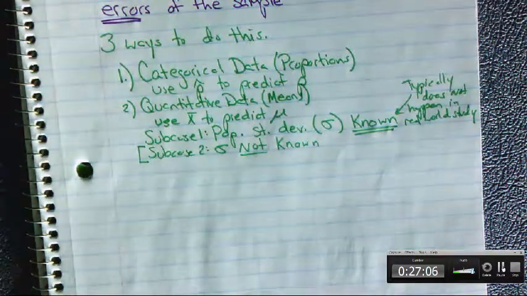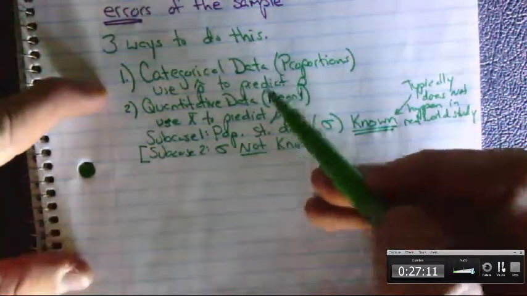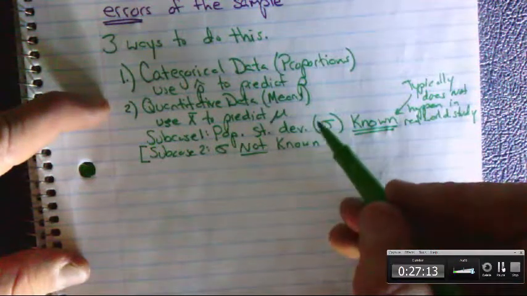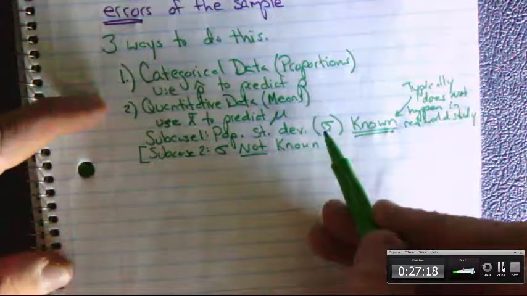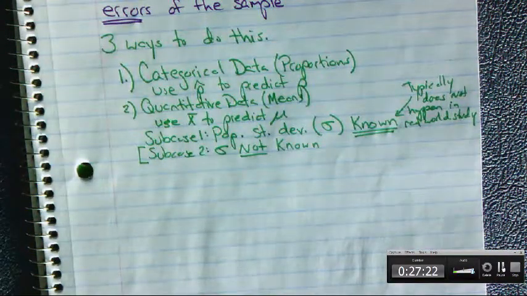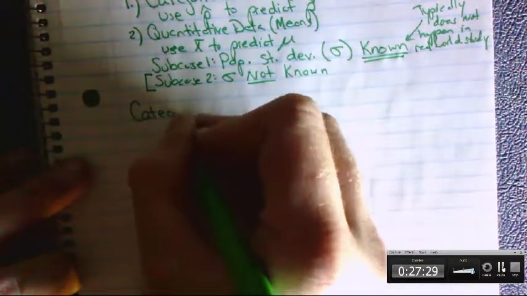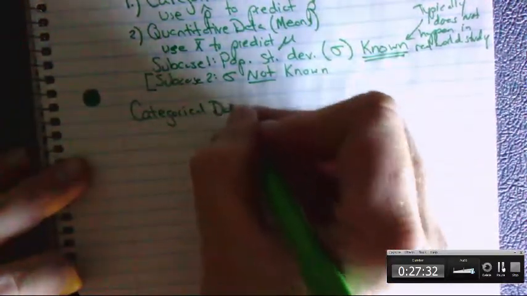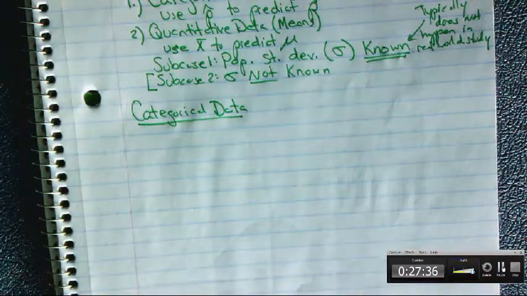Okay, so if you look here, guys, there are 3 ways to do this. Categorical data, that's one way. You have quantitative data where sigma is known. That's the second way. Or you have quantitative data where sigma is not known. That's the third way. Does that make sense to everybody? There are our 3 different ways that this could happen. Okay? The first one we're going to go over is categorical data. It's the same overarching concept, but now we're going to talk about it with categorical data.